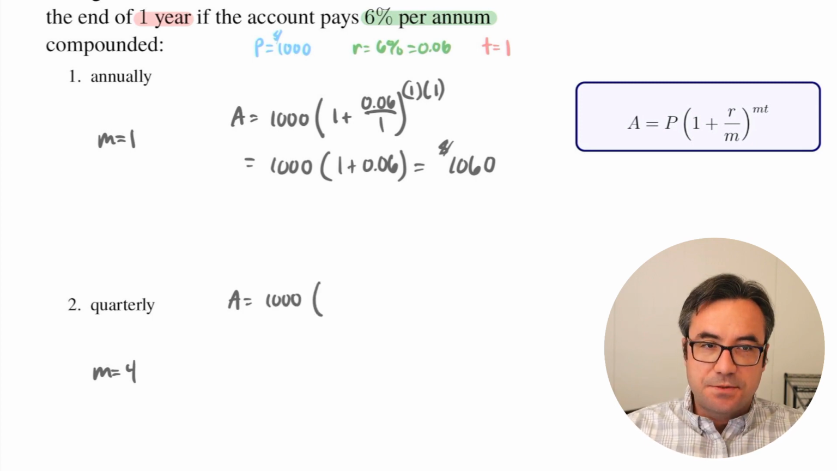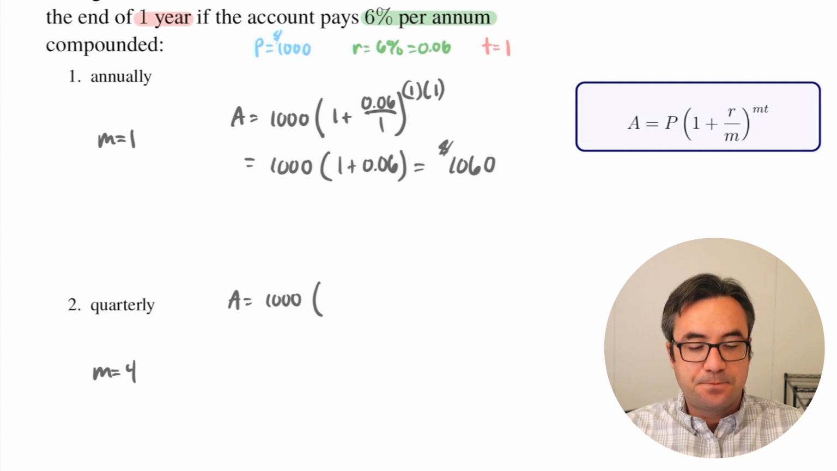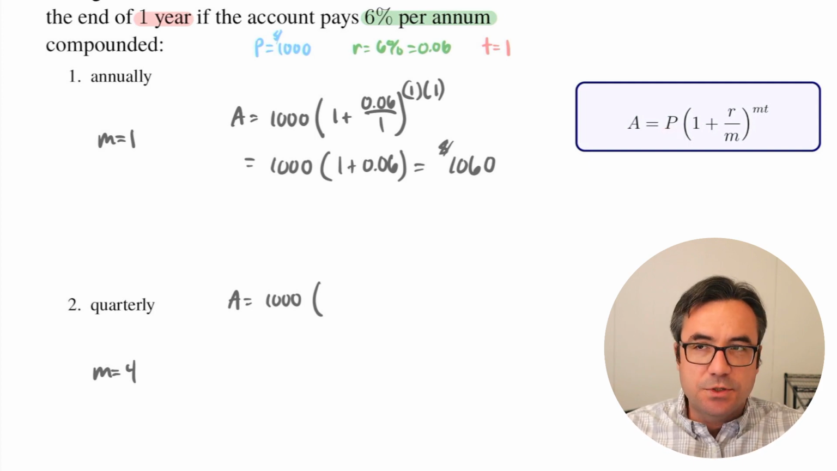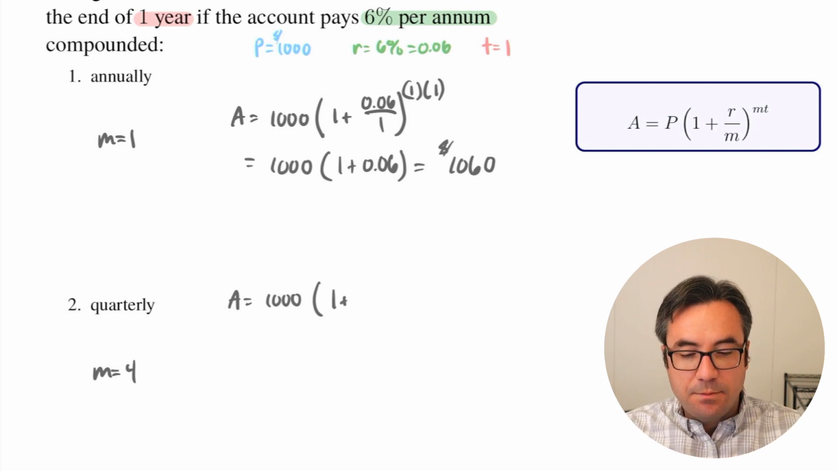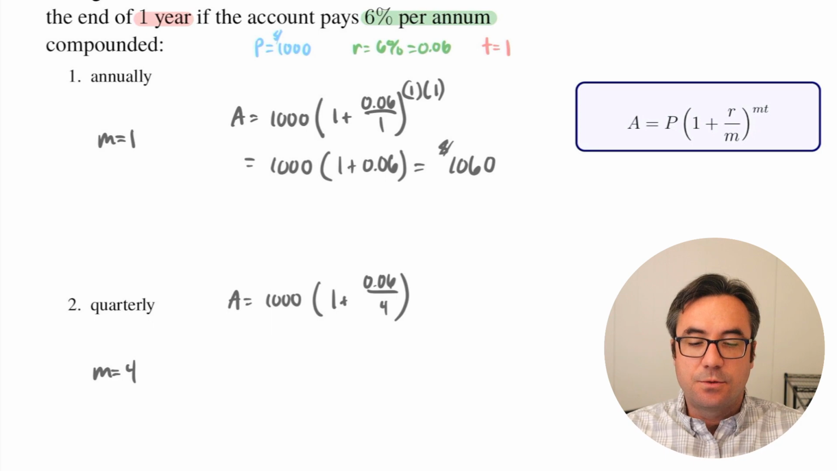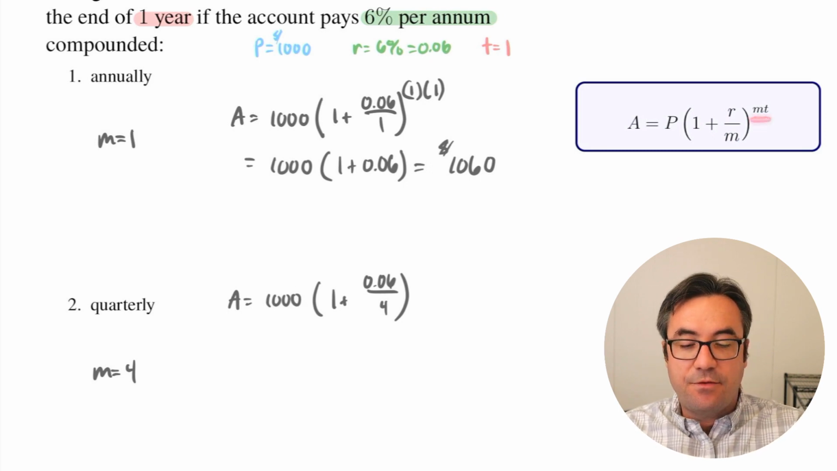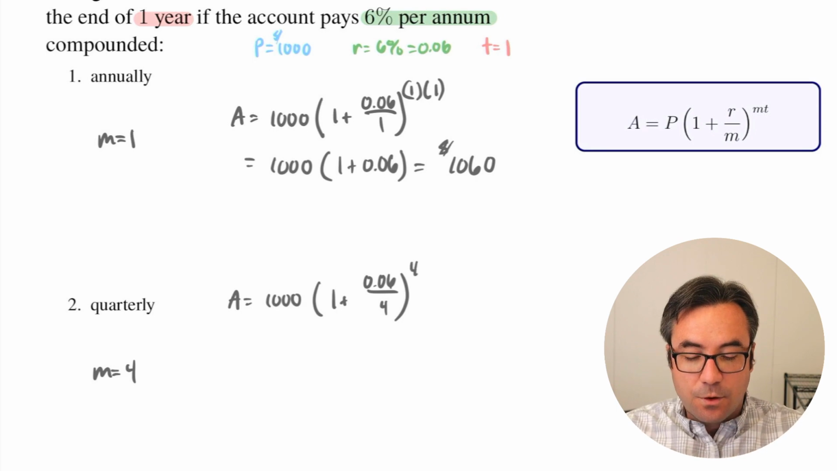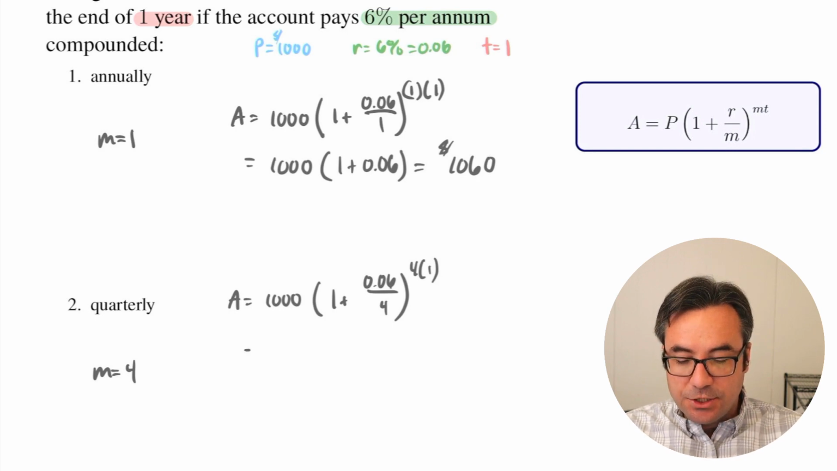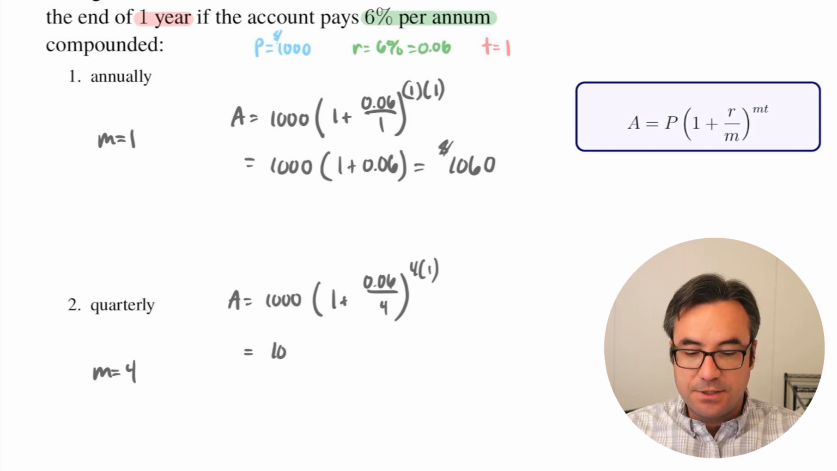Now, let's plug in and see what we get. So again, the principal amount is still 1,000. We're still putting the same amount in. We're going to have 1 plus. Our interest rate is still 6% per year, but now we're going to divide that by 4. So we're going to divide that by the value of m, how many times the bank is paying us interest. And then in our exponent, we're going to have m times t. So we'll have 4 times 1. And if we do the calculation here, we end up with 1,061.36.